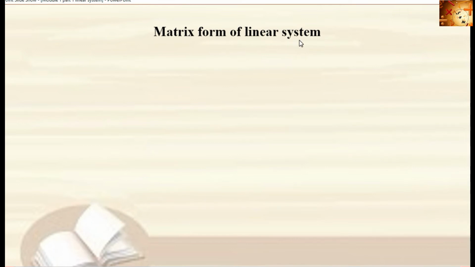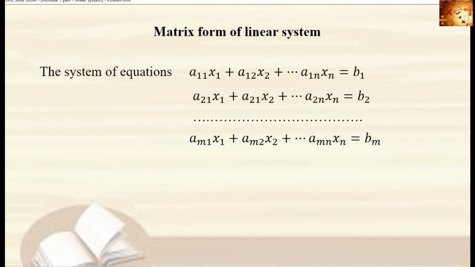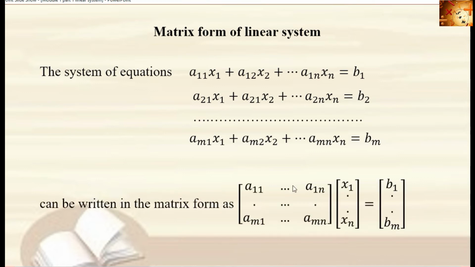Matrix form of linear system. We can convert the given linear system of equations into a matrix form. Let's see. This is the system of equations, that is m equations in n unknowns. First of all, write the coefficients of x1, x2, etc. xn in a matrix form. That is a11, a12, etc. a1n in the first row. Second row will be a21, a22, etc. a2n, and the mth row will be am1, am2, etc. amn. That is the first matrix.